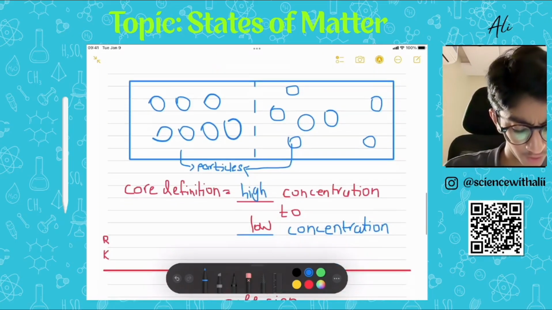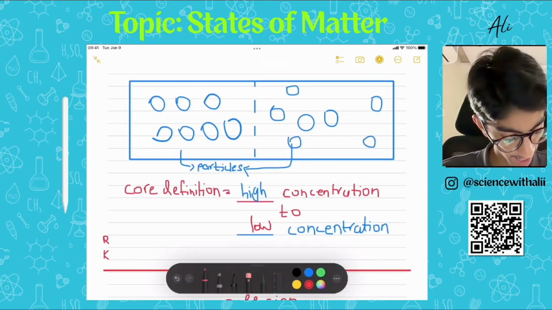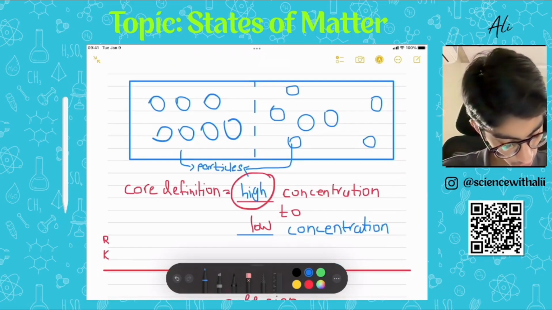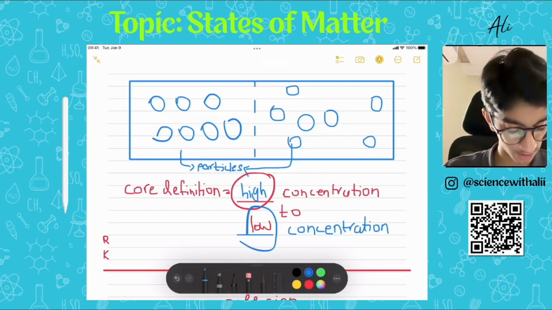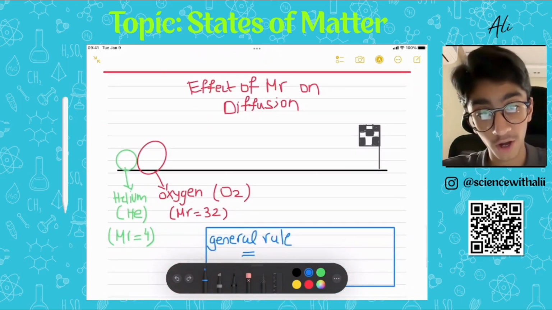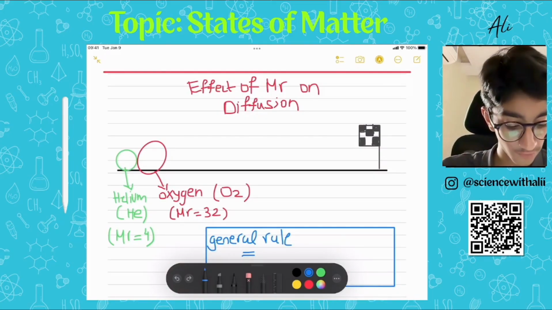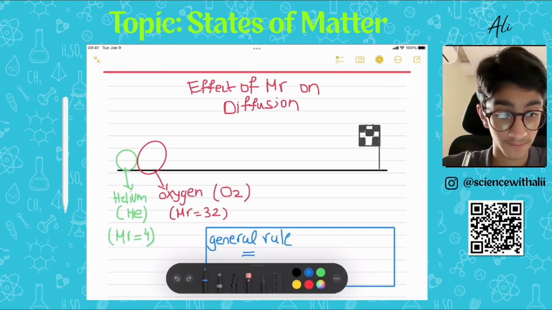This was pretty straightforward. You just need to understand one thing, that diffusion refers to high concentration to low concentration. Just keep this one thing in mind. We're going on to the last topic of our lesson, which is the effect of MR on diffusion.